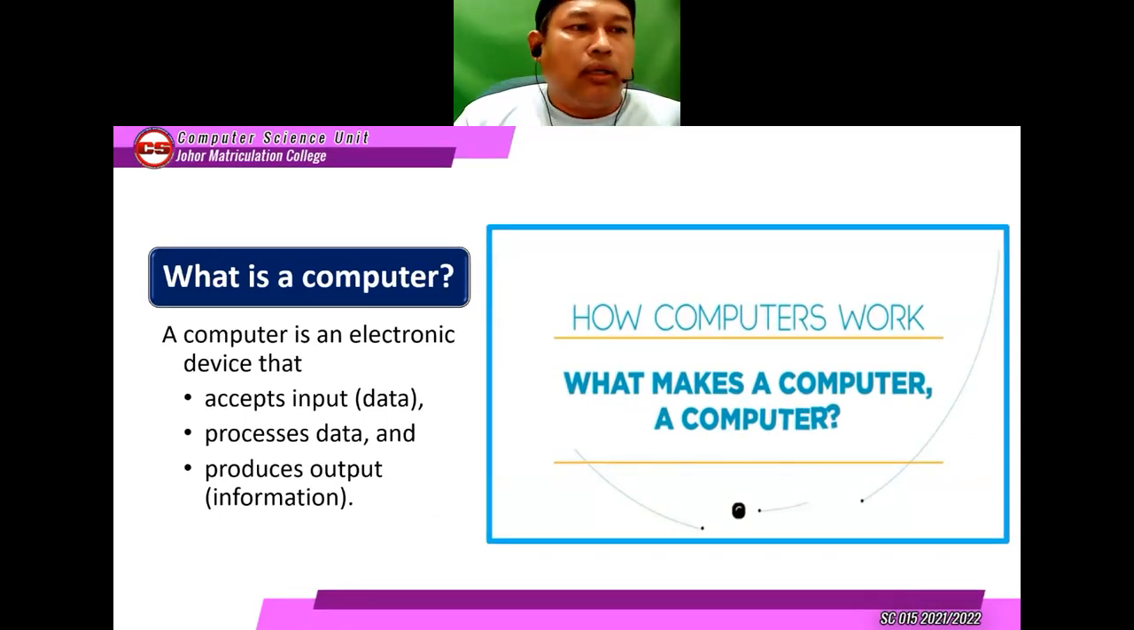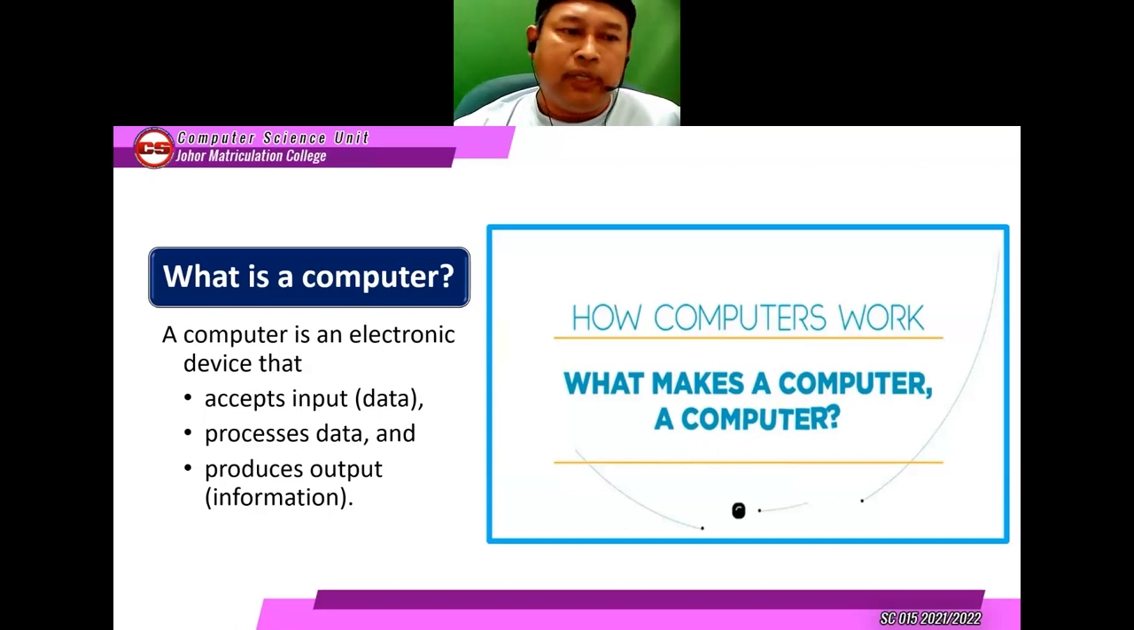So, number one, what is a computer system? A computer is an electronic device that accepts input data, processes data, and produces output information. So komputer itu akan terima data dan dia akan proses data dan dia akan produce information.